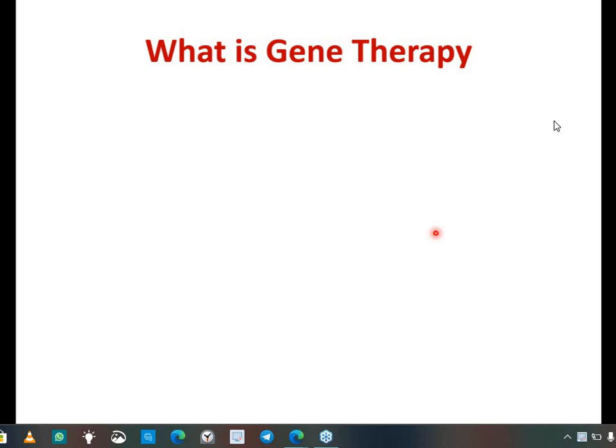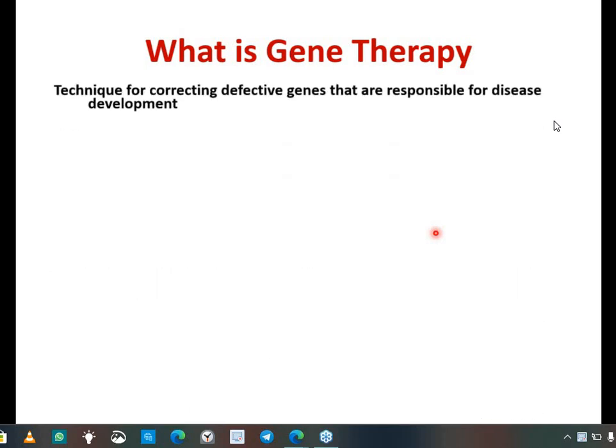This is very important. There are a few slides that I'm going to show. You can take a snapshot or take a pic of these slides. So what is gene therapy first? It is a technique for correcting defective genes that are responsible for a disease development.